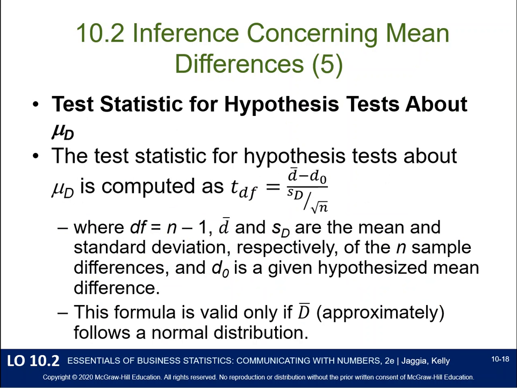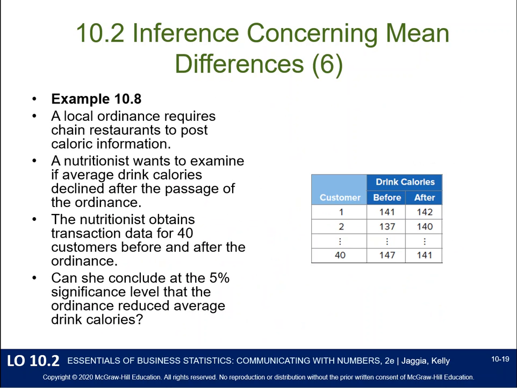Again, we're going to look at our t-test here, and we're of course going to do this in Excel. So let's look at our problem. If you've read your book, this is the sample problem they give us at the beginning of the chapter. A new local ordinance has required that chain restaurants post caloric information. We want to test whether, after this caloric information is posted and readily available, it makes a difference in what people order.